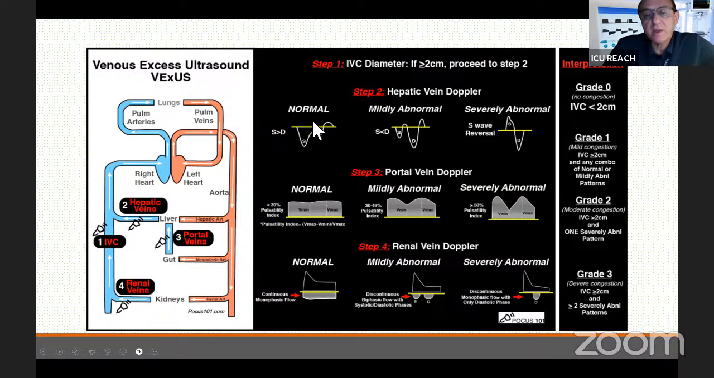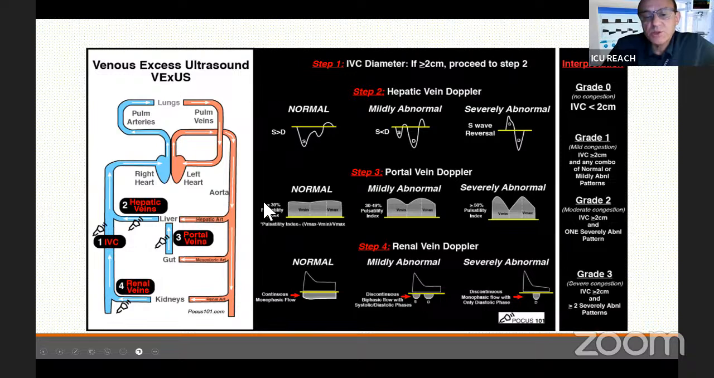In the hepatic vein, you would need to see the reflection of the right-sided pressures on the hepatic vein, with the systole, with the S wave, which is usually higher or bigger than the diastolic wave here. If you started seeing that the systolic wave is less than the diastolic wave, at that time, you have mild congestion. And this is going to be severely abnormal if it is reversed.